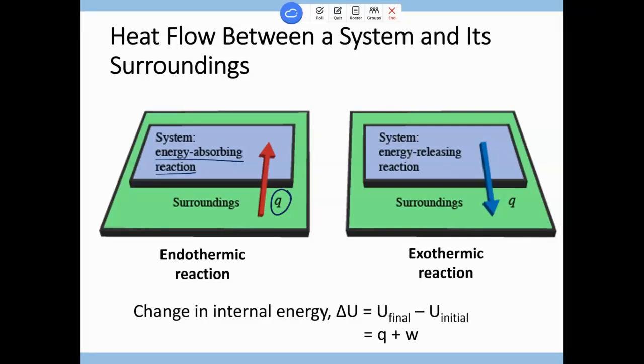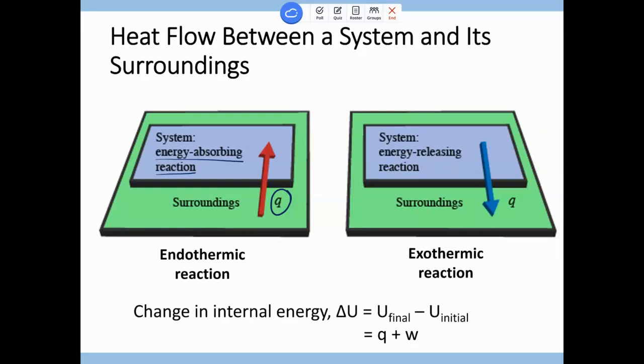An exothermic reaction is where we have a reaction that is releasing energy. An example of this would be combustion. So we're releasing energy, we feel the heat. That's why we use a bonfire to stay warm when it's cold out, or a fireplace to keep warm inside. That reaction produces heat, and so that's an exothermic reaction.